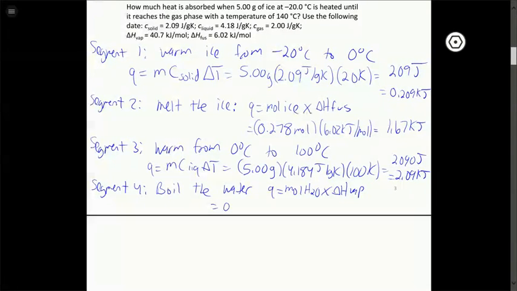And so again, we have 0.278 moles of water. We calculated that. We're not gaining or losing any substance here. And then the enthalpy of vaporization is 40.7 for water. And so that gives us 11.3 kilojoules.